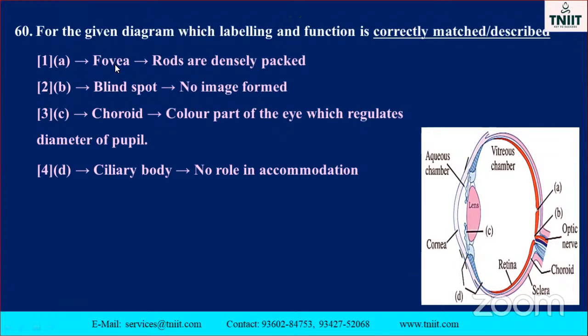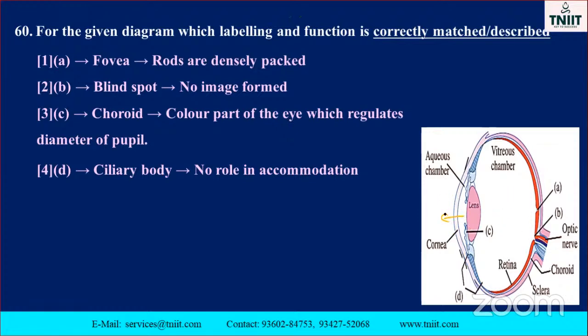This A is fovea. Which one is fovea? A is fovea. Rods are densely packed. Is it correct here? No. Blind spot, no image formed. Which one is that? B. This space is called a blind spot. When the object falls on the lens. And then this one is called the aqueous chamber. This one is called the vitreous chamber.